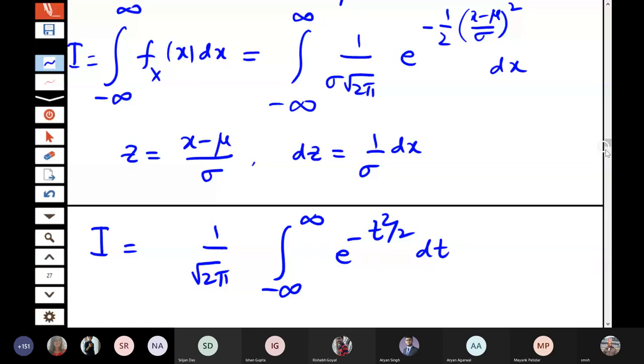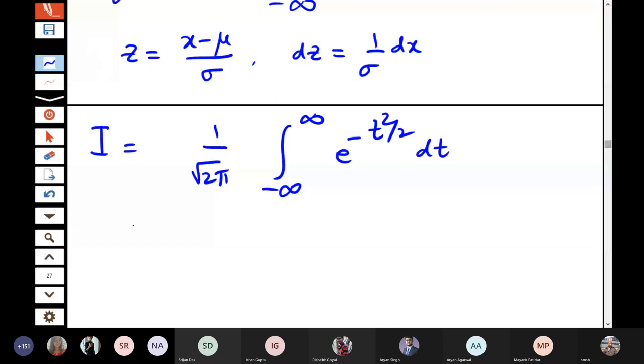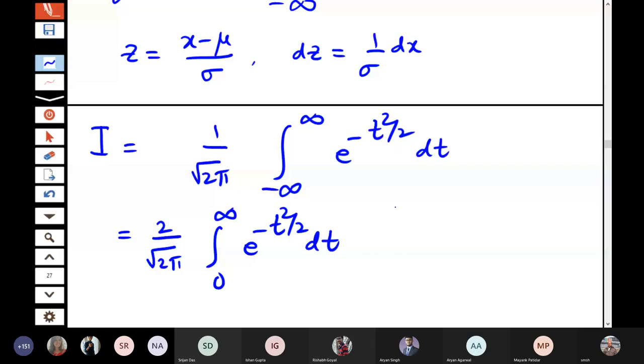So this is an even function. So this becomes 2 by root 2 pi, integral 0 to infinity e to the power minus t square by 2 dt. While doing the gamma function, you would have already done this integral, that this is actually root pi by 2. So this will cancel out, and you will get 1. But if you are not familiar, you can look at the methodology of calculation.